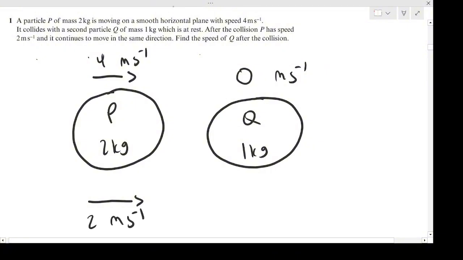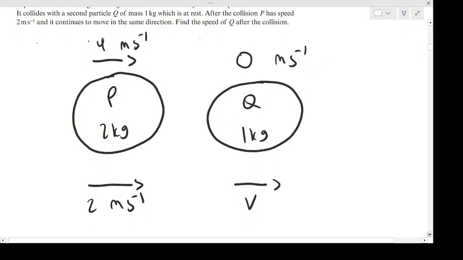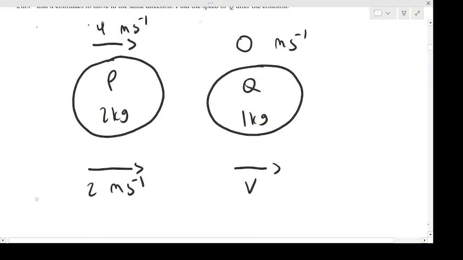Then we need to find the speed of Q. Okay, so Q's going to also go forwards. Okay, that makes sense, right? Because if P's going to bash into Q, Q's going to be pushed forwards. But anyway, I'm going to call that speed V. That's what I want to work out. What is V here? That's what it's asking me to do. Hopefully happy with that. So I'm always going to do this sort of diagram for these questions, okay? So we're going to apply conservation of momentum.